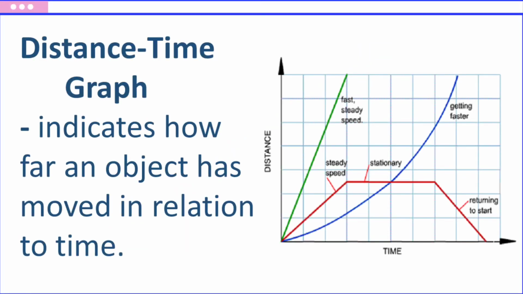Meron tayong iba't ibang klase ng motion graphs. Una ay ang distance time graph. It indicates how far an object has moved in relation to time.